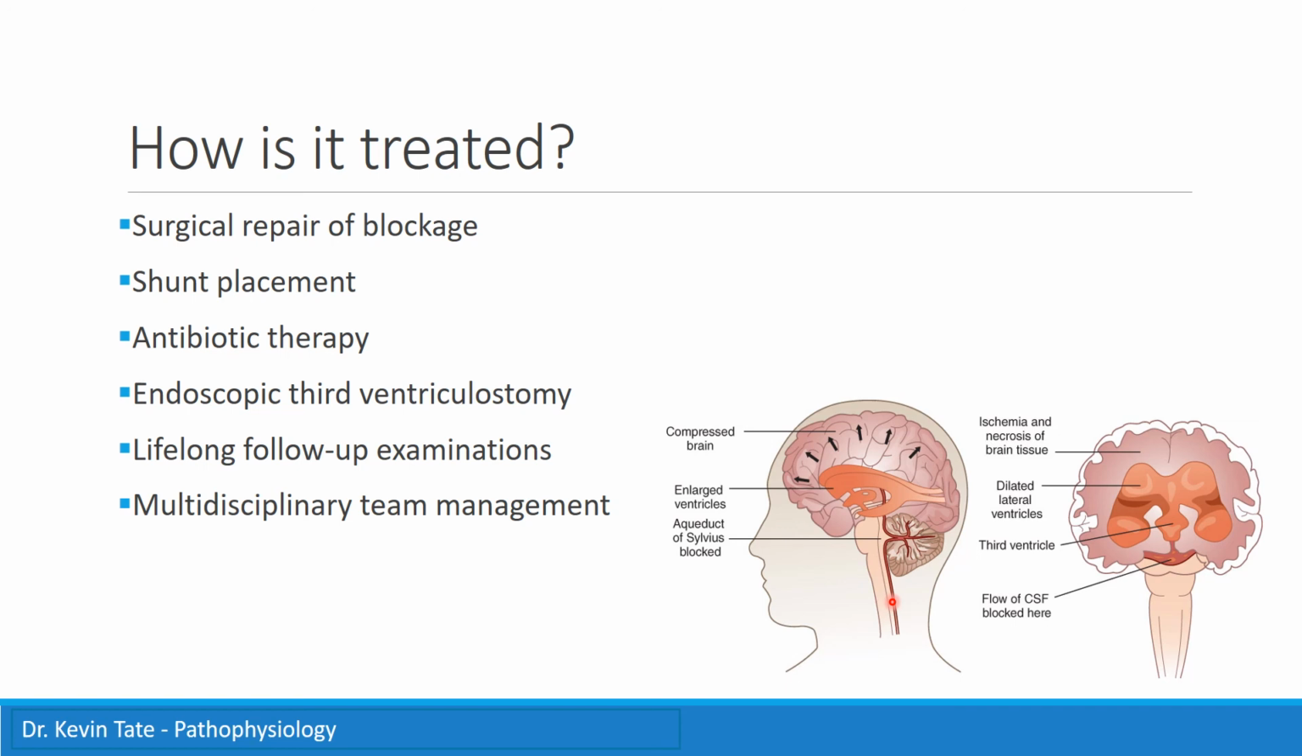This is an endoscopic third ventriculostomy, right? This is going to be when they make a hole in the floor of the third ventricle. So this is the third ventricle right here. Assuming that this is where the cerebrospinal fluid is building up, they'll make another hole there, and this allows the cerebrospinal fluid to leave and move down into the spinal cord.